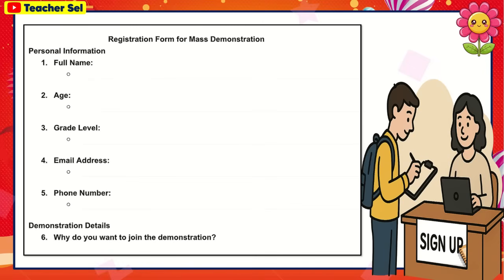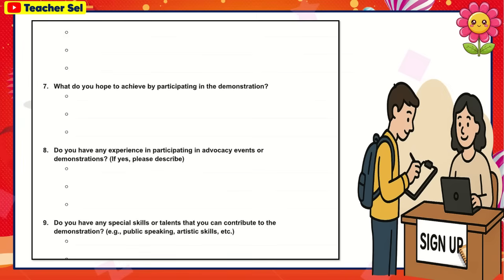Here is the registration form for the mass demonstration. For the personal information, write your full name, age, grade level, email address, phone number. Demonstration details: Why do you want to join the demonstration? What do you hope to achieve by participating in the demonstration? Do you have any experience in participating in advocacy events or demonstrations? If yes, please describe. Do you have any special skills or talents that you can contribute to the demonstration? Example given, public speaking, artistic skills.